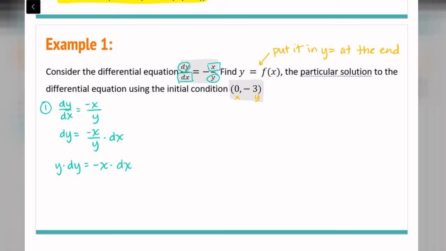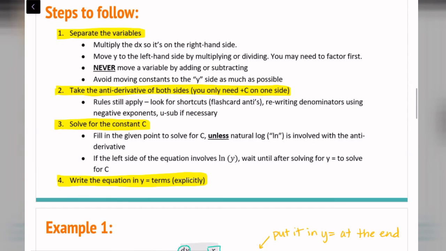Okay, so that's our first step. We separated our variables. You're going to have to use some manipulation. Sometimes you might have to multiply or divide, and sometimes you might need to factor, okay? But you never, ever want to add or subtract a variable. That's just not going to work here, okay?